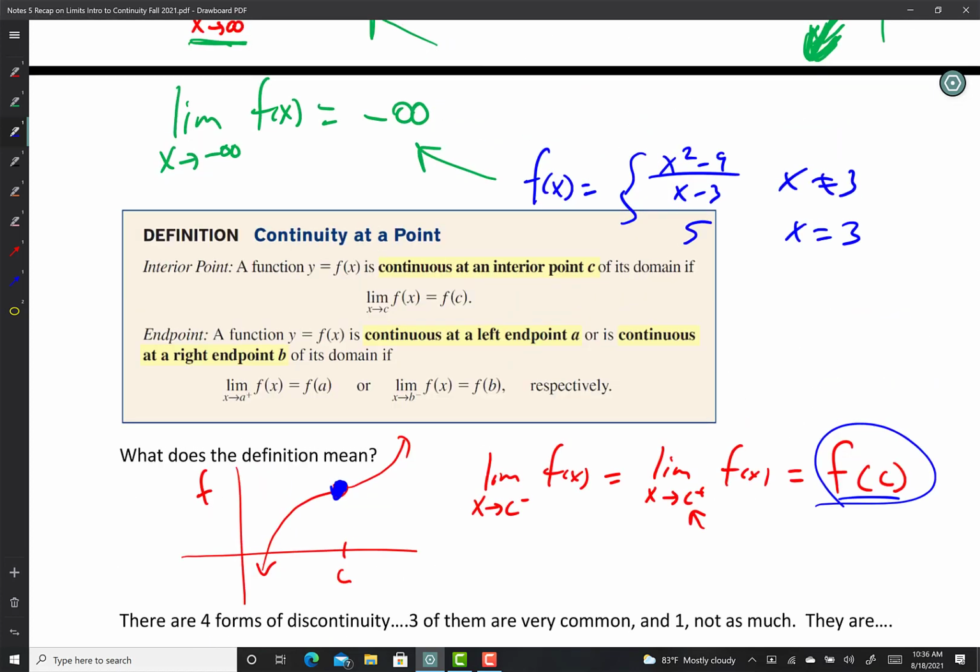Travis, how do you know just by looking at it? I drew the difference of squares on purpose. X minus 3, x plus 3. X minus 3's cancel out. So this function behaves like x plus 3 everywhere. And what's 3 plus 3? 6. But look, when x equals 3, it equals 5. So I don't plug in that hole.